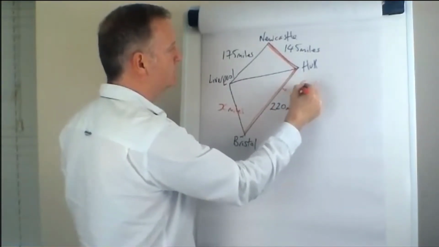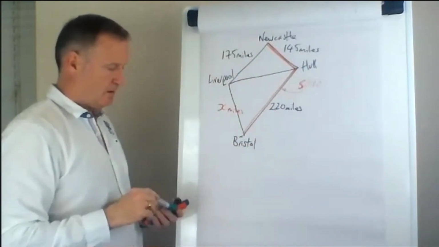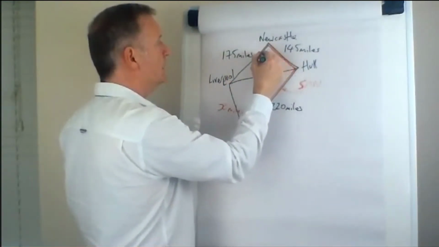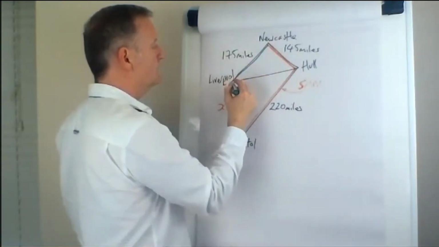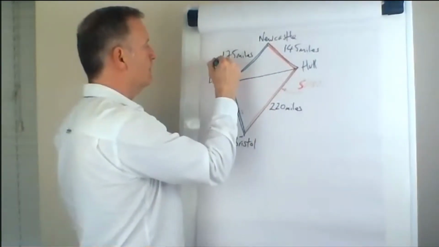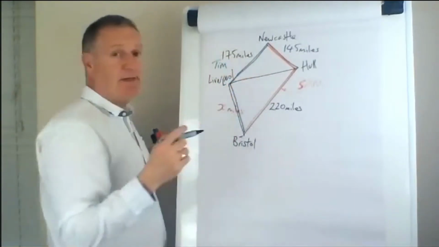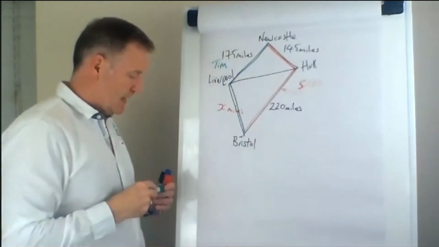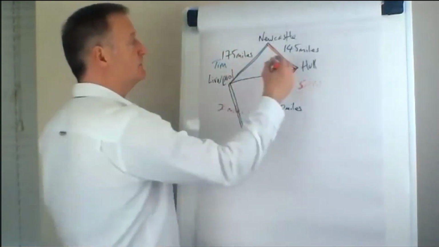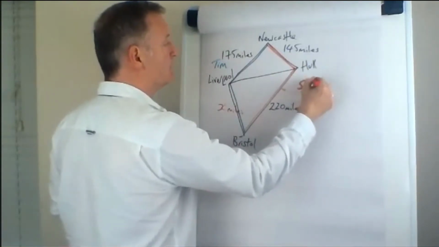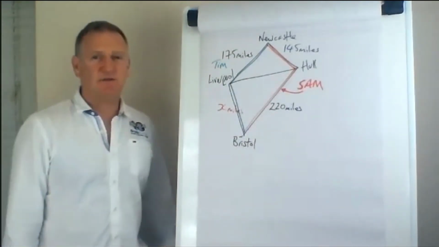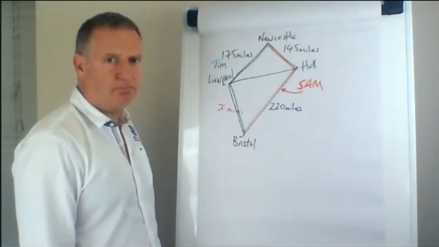Okay, Sam's journey. Who else is driving? And then Tim. Tim drives from Newcastle to Liverpool. And then from Liverpool to Bristol. And then it says Sam drives 10 more miles than Tim. So this is Tim in green, yes? Yeah. Sam is going to drive 10 more miles than Tim. So that's Tim. Sam drives 10 more miles than Tim.